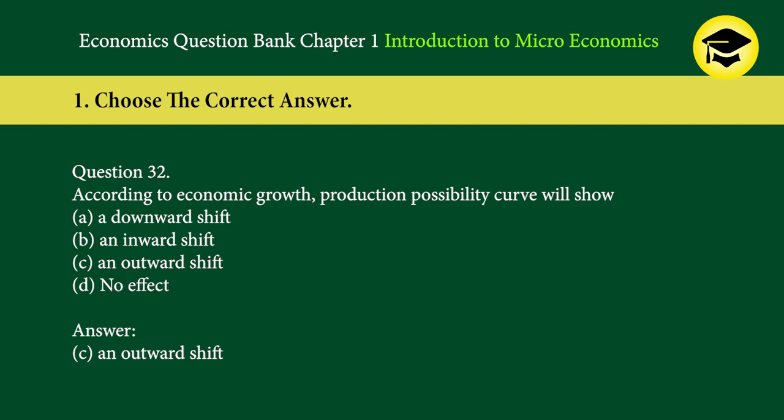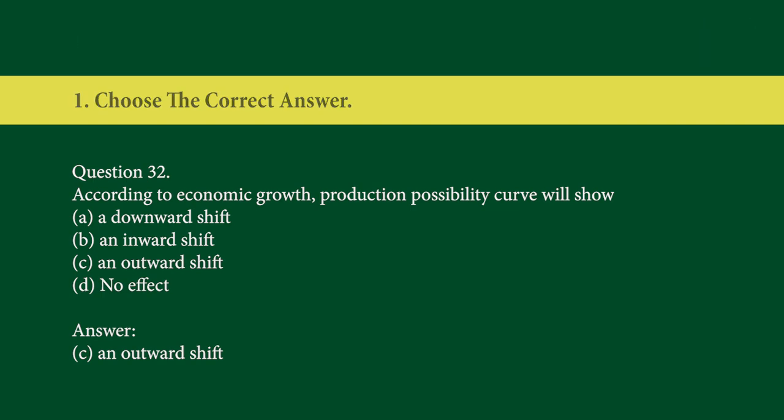Question 32. According to economic growth, the production possibility curve will show A. A downward shift. B. An inward shift. C. An outward shift. D. No effect. Answer C. An outward shift.